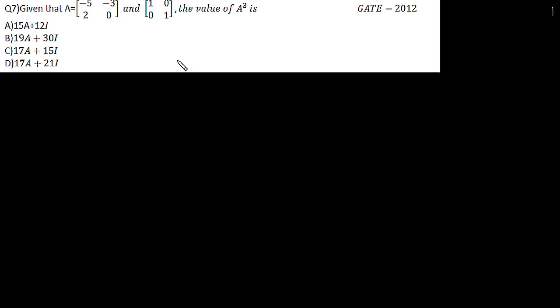Here what they are asking: given matrix A and the 2 cross 2 identity matrix, they are asking the value of A cube. We can solve this problem using the Cayley-Hamilton theorem, but here we are trying to solve this problem with a different method.